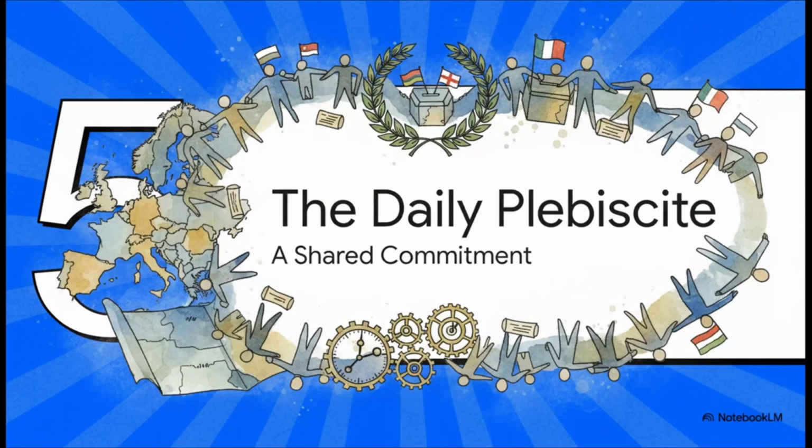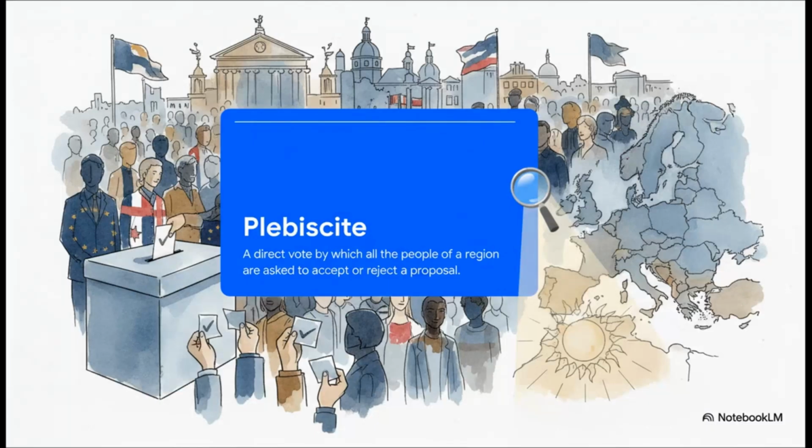And that brings us to Section 5, the daily plebiscite, a shared commitment. Renan introduces a specific, very famous mechanic for how this shared commitment is maintained day after day. But to understand his next profound point, we first need to define a plebiscite. Simply put, a plebiscite is a direct, democratic vote by which all the inhabitants of a region are asked to accept or reject a proposal. It's the ultimate, direct expression of the people's will.